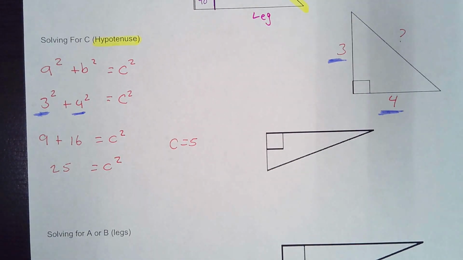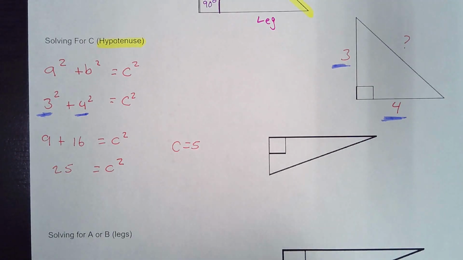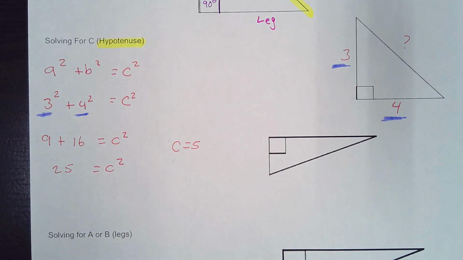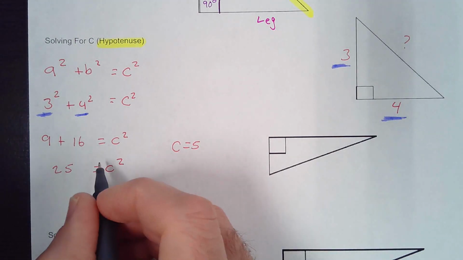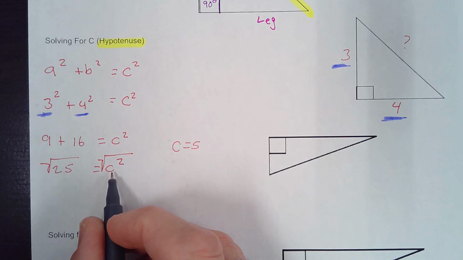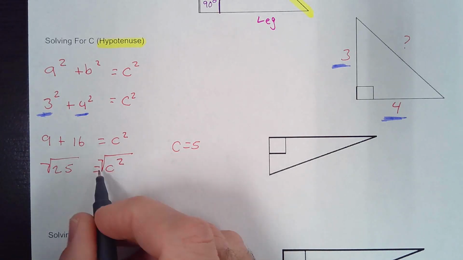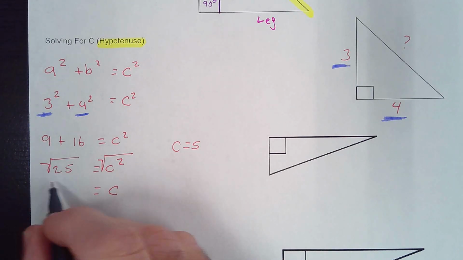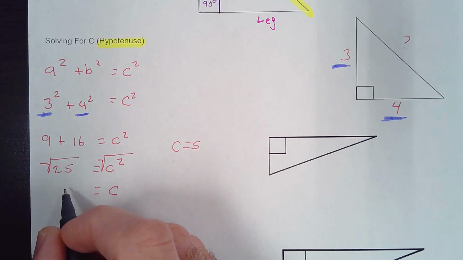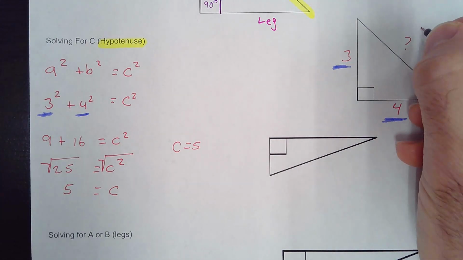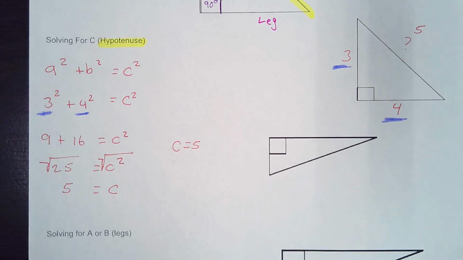Some of you may know that just right off the top of your head. If not, we have to just use our normal method of solving equations to undo things. To undo things, you do the opposite. So I'm going to take the square root of both sides. When I take the square root of something that's squared, the square root and the squared cancel out and it just becomes C equals the square root of 25. The square root of 25 is 5. So C equals 5. This is 5 up here.